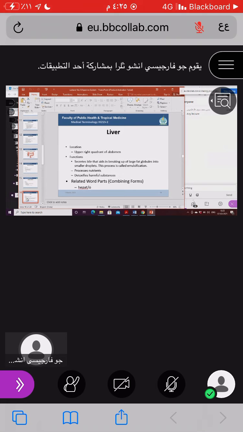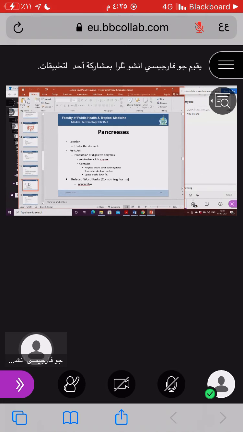Liver. What is the medical term for liver? It's given at the end. Hepat is the term for liver. Then you look at the other descriptions about it. It talks about the size, where it is located, and what the functions are. Pancreas: the medical term is not very difficult because it is the same as pancreas. Pancreat is the medical word.